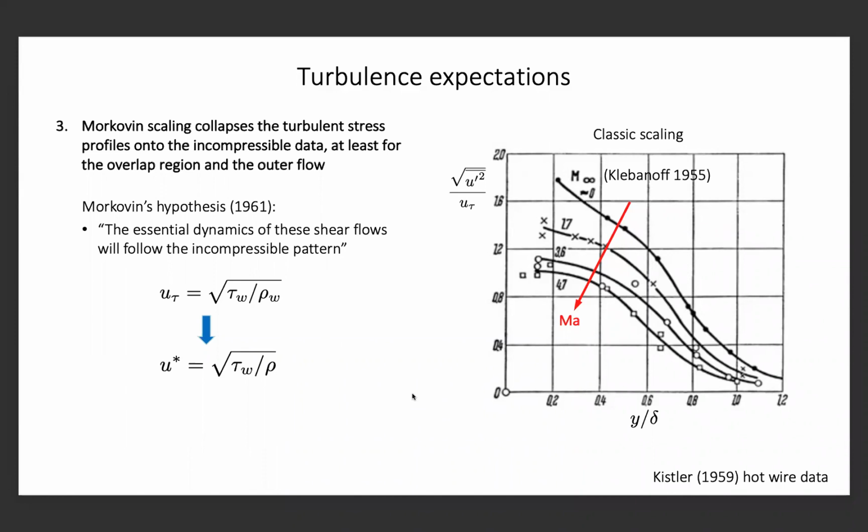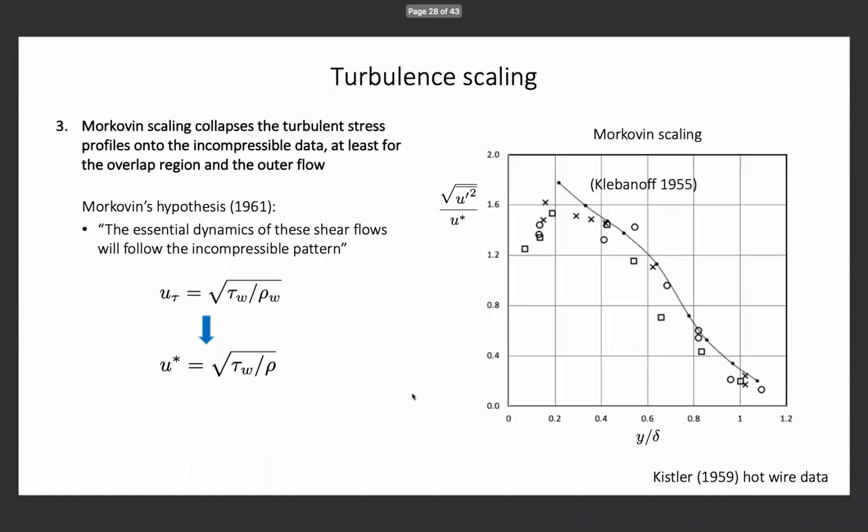All right. If I take that and now use the Morkovin scaling, in other words, using U star, you can see the data actually collapses pretty well on the Klebanov data at a Mach number of 0. So that's very encouraging. Now, near the wall, turbulence measurements in supersonic flow are always a problem. So we should just ignore that basically and just look at this outer region. So that's very encouraging, right?